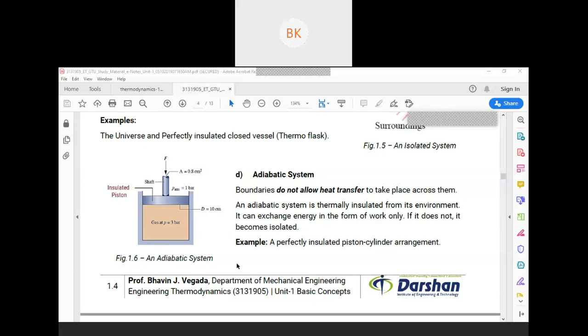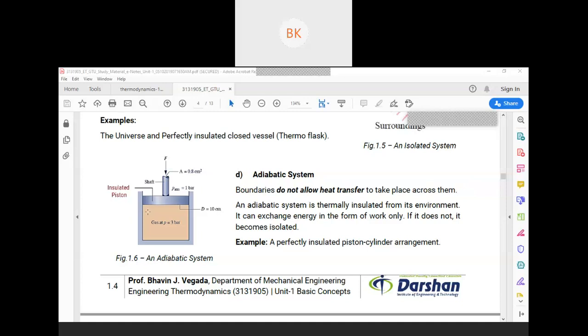So basically, what is an adiabatic system? The boundaries do not allow heat transfer to take place. Matlab, there is no change in the heat, there is no heat transfer in that, only work is transferred. So whatever exchange of energy there is, it will be transferred in the form of work.